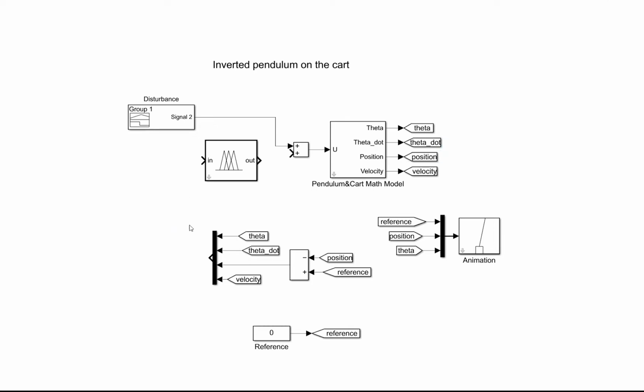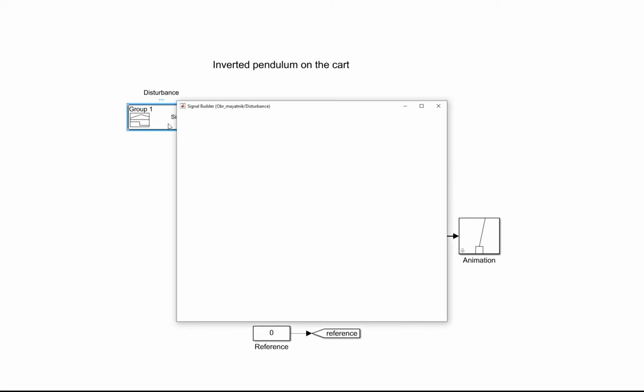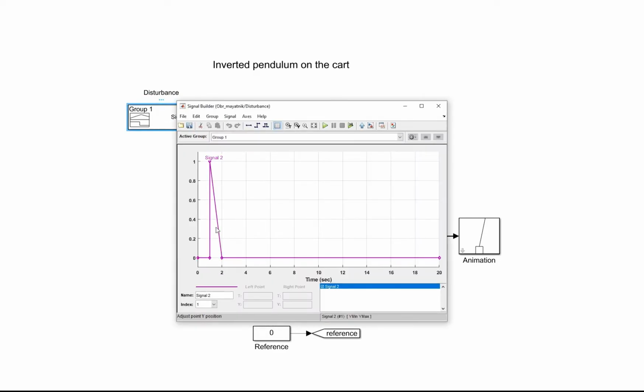So here is our model in Simulink, and this block represents the pendulum and cart math model. Why math model? Because it doesn't have any resistance from the air, or damping from the air or from mechanical damping, and we're applying a disturbance like that. It's just a pulse at second one.